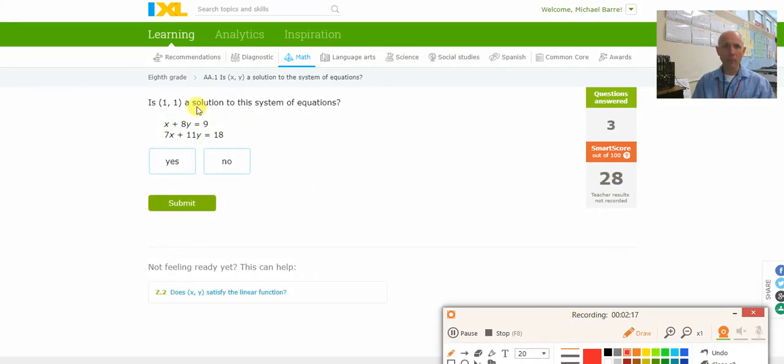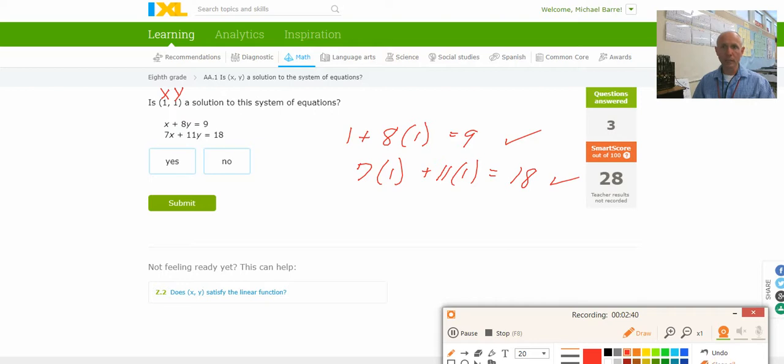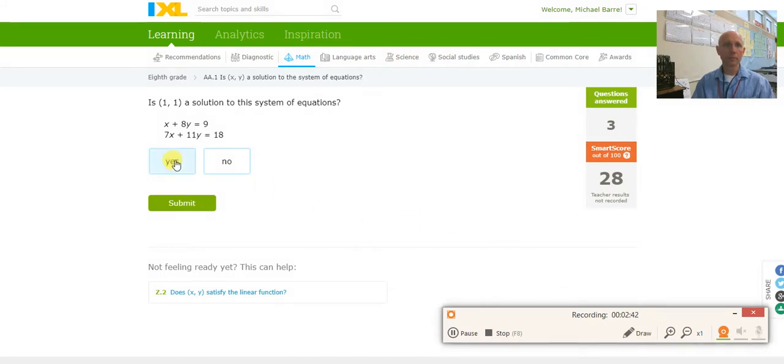Trying it again. Remember, this is x, and this is y. In this case, it's hard to mess it up since they're both 1. So 1 plus 8y equals 9. Did that work? 1 plus 8 equals 9. Yep, it's working so far. And 7 times 1 plus 11 times 1, does that equal 18? Yes, that equals 18. So it worked in both equations. So it is a solution.